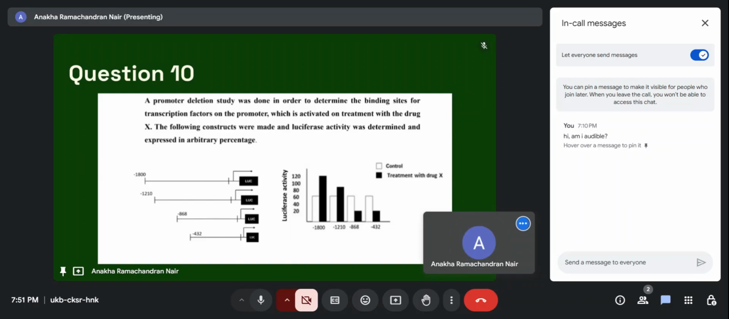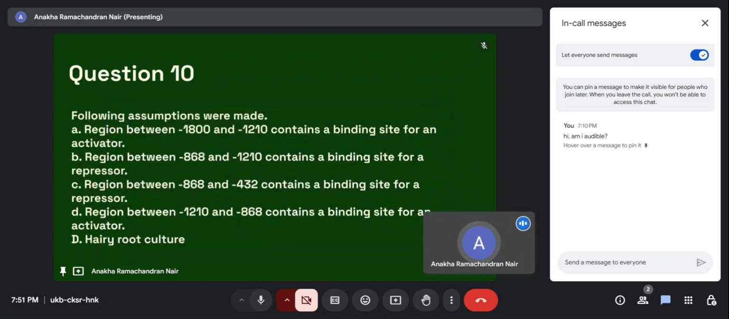The black bars that you see are when you have treatment with drug X. So you can see a very high activity for luciferase in the -1800. You have a slightly lower activity in -1210, and an even lower activity, but the same, for -868 and -432, right? So the question is, sorry, the following assumptions were also made.